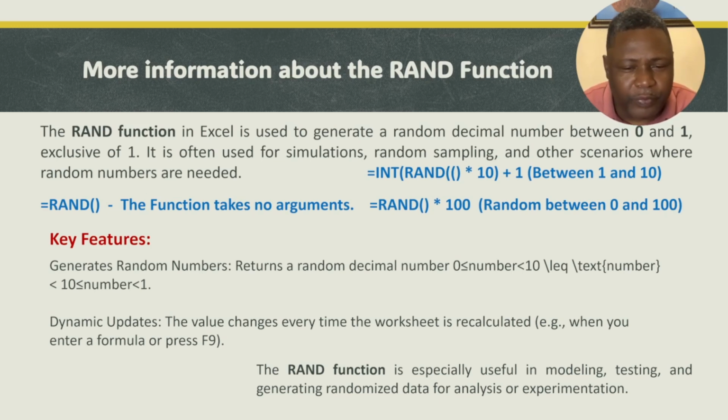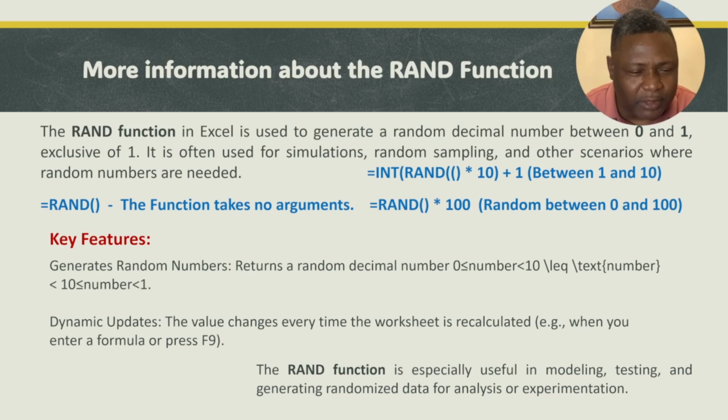So if you use equals INT(RAND()*10)+1, it's going to give you between 1 and 10. So what it means is that you can tweak the RAND function to even do some things that you really want, beyond what it does. Okay, so the RAND function takes no argument. It's just RAND and open bracket and close. And then if you multiply RAND by 100, then it will give you anything between 0 and 100.